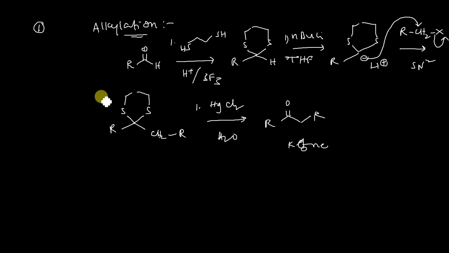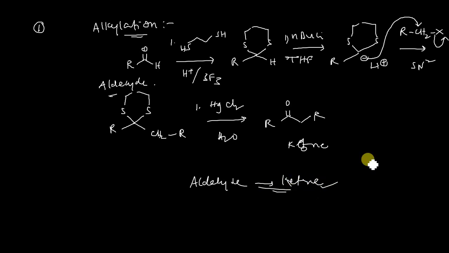If you observe carefully, your starting material is an aldehyde here. So this aldehyde, after this chemical transformation, you have converted to a ketone. That means 1,3-dithianes are also useful for the conversion of aldehydes to ketones. So this process is an alkylation process, where this nucleophilic lithiated 1,3-dithiane reacts with either primary or secondary alkyl halides, which gives you disubstituted dithianes, which further undergo hydrolysis and give you your required ketone.